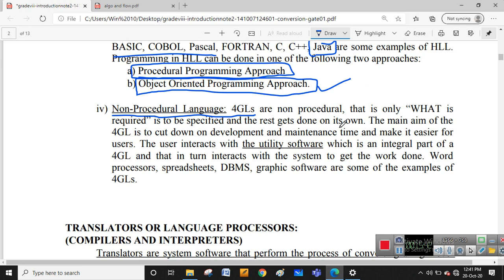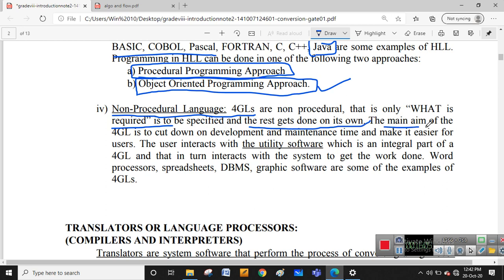But in the case of non-procedural, what is required, directly, direct shot, माने क्या चाहिए, माने ये data से तुमको result क्या चाहिए? So directly they concentrate on what is required rather than how it is to be done. Okay, they concentrate more on what is to be required rather than how it should be done. So what is required is directly specified and the rest gets done on its own.